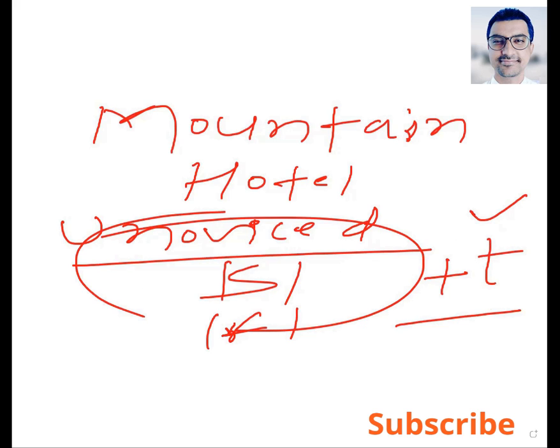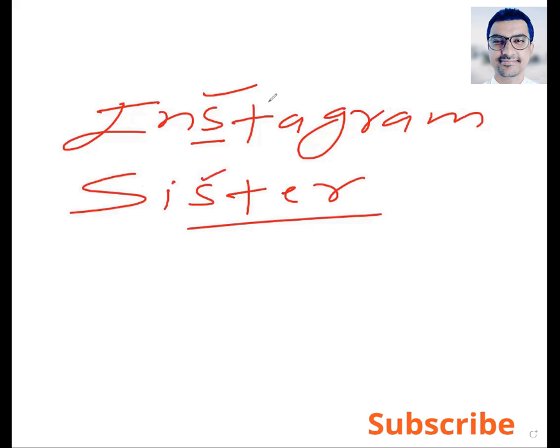For example, sorry, let me write it down again. Let's start the round. So here you have unvoiced S, right? So you should say Instagram. Sister. Okay, unvoiced S, unvoiced S. Like unvoiced F. Lift. Okay. And at the beginning of a word, you can't make it glottal, right?